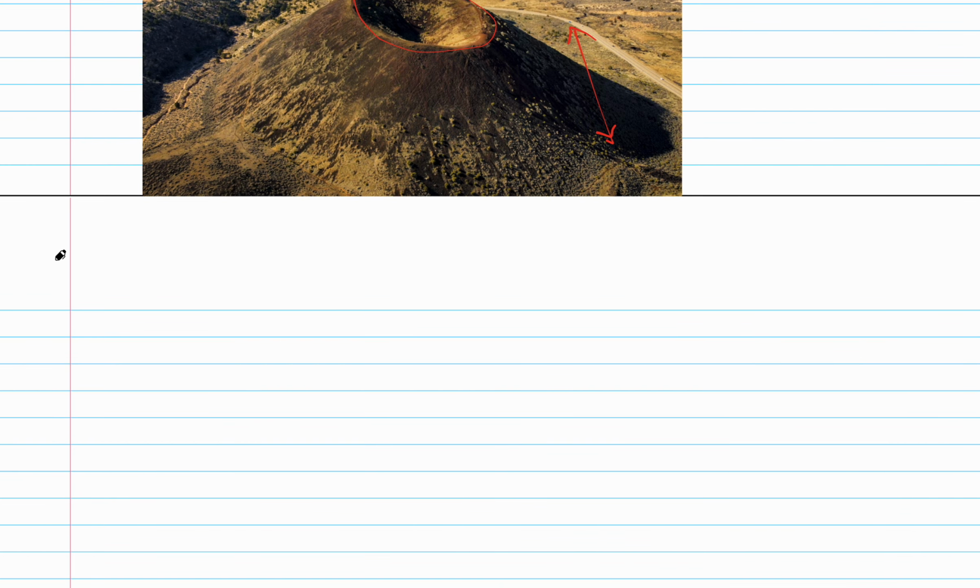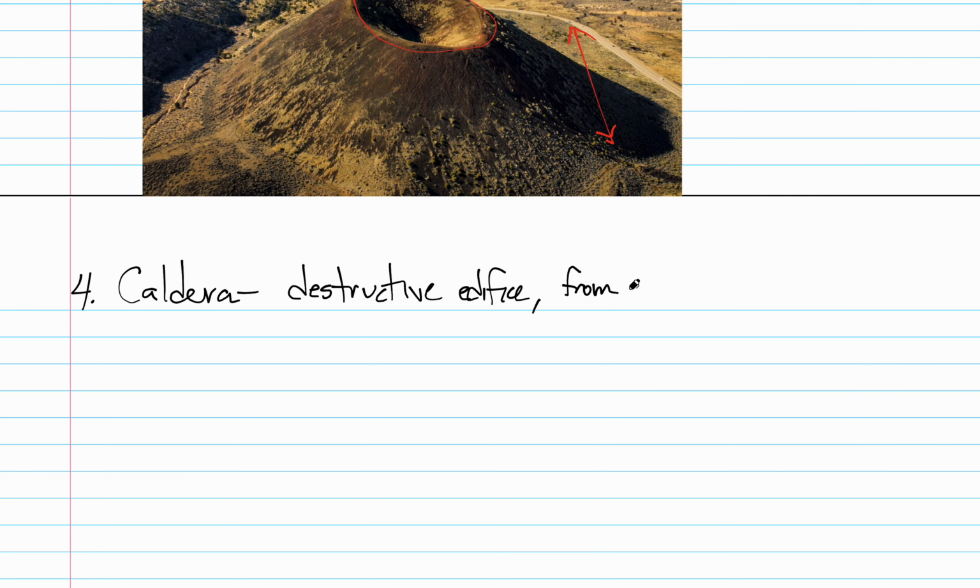The fourth type of volcanic edifice is called a caldera. What's different about a caldera is that it is not a positive edifice, it is a destructive one. It is a hole in the ground. Destructive. It's a negative topography. The thing that produces that destructive edifice is collapse. So let's say destructive edifice from collapse of crater floor as magma chamber empties.